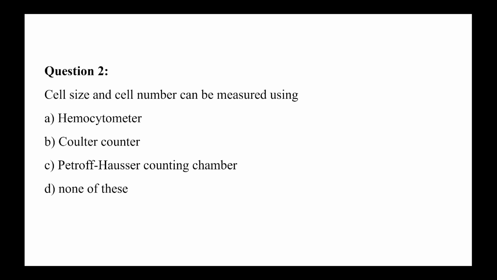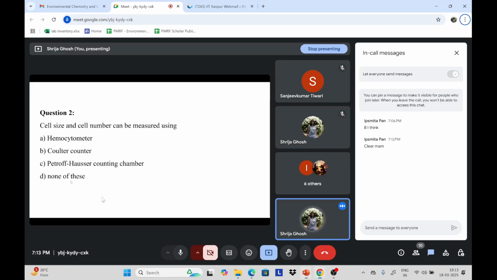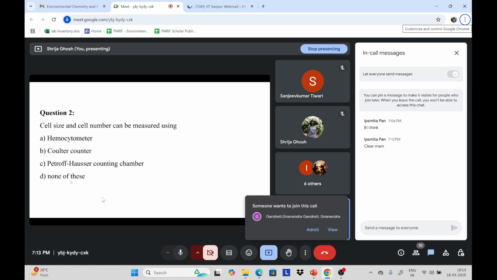Cell size and cell number can be measured using option A hemocytometer, option B Coulter counter, option C Petroff-Hauser counting chamber, or option D none of these. Which of the following can be used to measure the cell size and cell number?